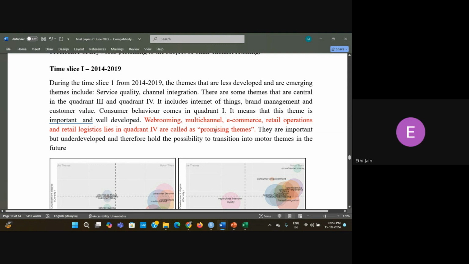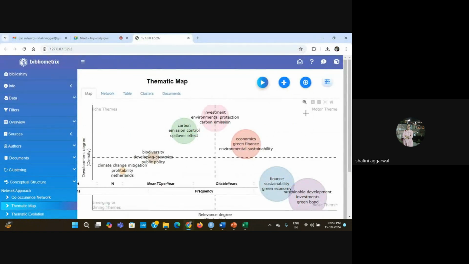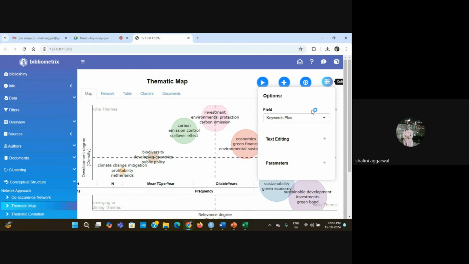And what is a time slice? Time slices, this has been divided actually. Let me see if it works. Keyword plus.